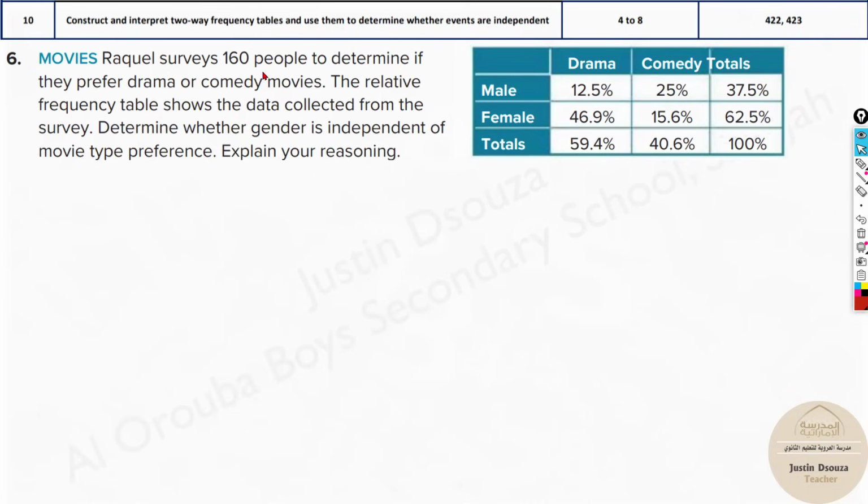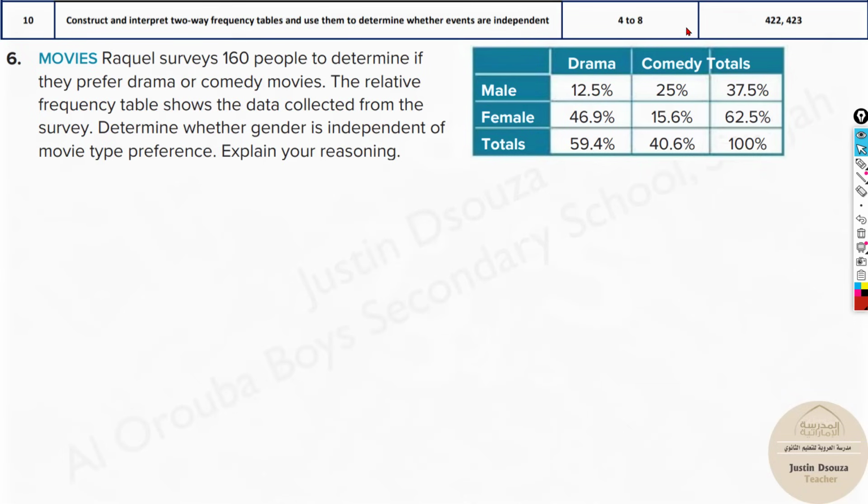Next question. Raquel surveys 160 people to determine if they prefer drama or comedy movies. The relative frequency table shows the data collected from the survey. Determine whether gender is independent of the movie type preference. Explain your reasoning. Here you need to first understand this is a relative frequency table. It's already done, the probabilities are already given. You can find whether data is independent or not by finding the joint frequencies, that's the inner part. Now, if you multiply the marginals, the totals, and get this value, that is the expected joint frequency, then that would mean it is independent. But if you find the expected and actual are different, then it's not independent.